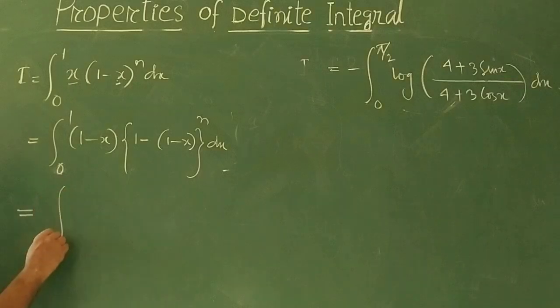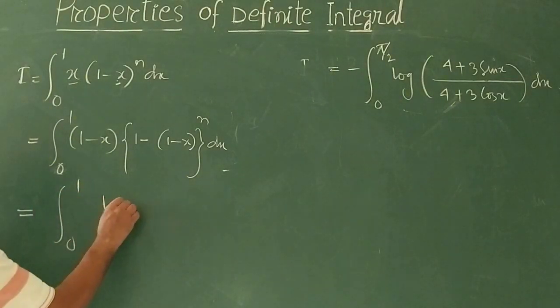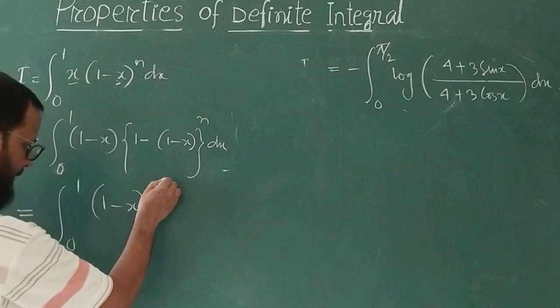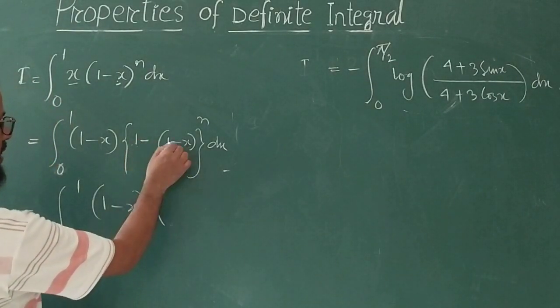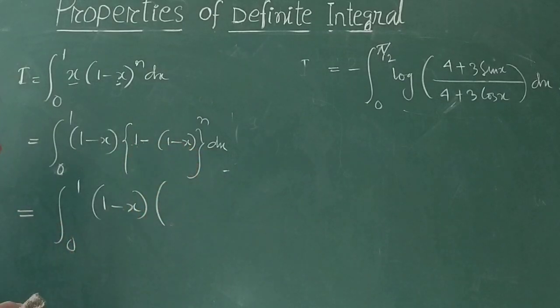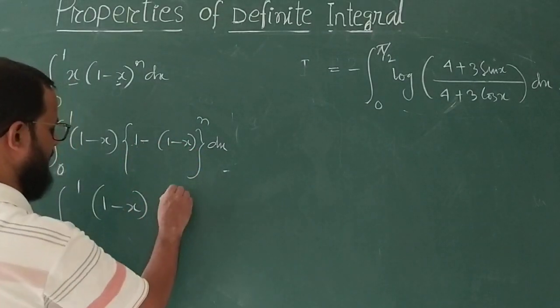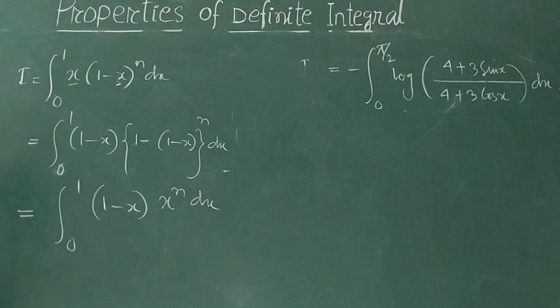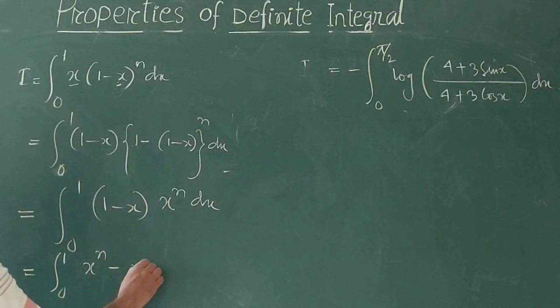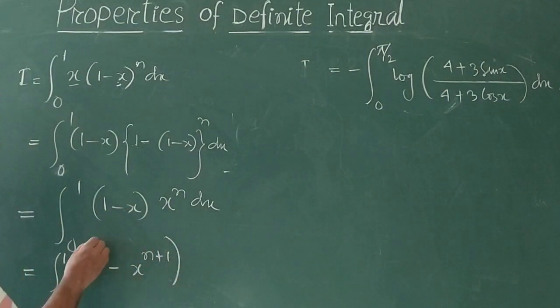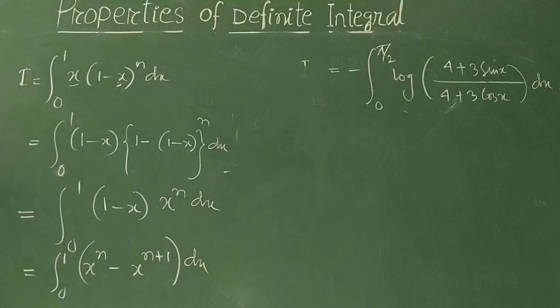Okay, understood? Integration 0 to 1 of (1 minus x)... you see 1 minus this one and this one cancel, minus and minus make plus, and finally you are getting x to the power n dx. Understood? So ultimately it becomes a simple integral, which can be written as: the next step, 0 to 1, you multiplied, x to the power n minus x to the power n plus 1 dx. Okay, just multiplying.